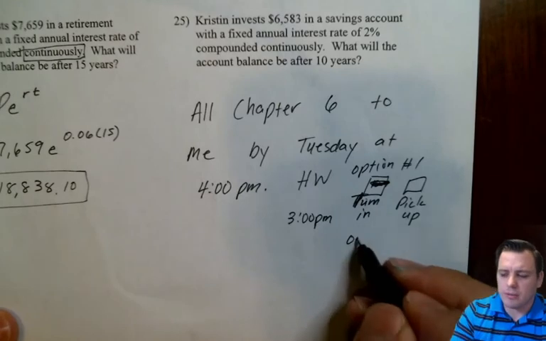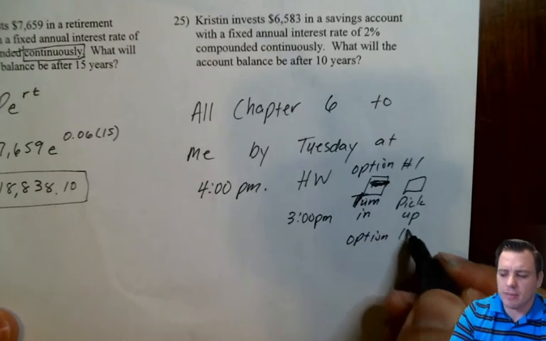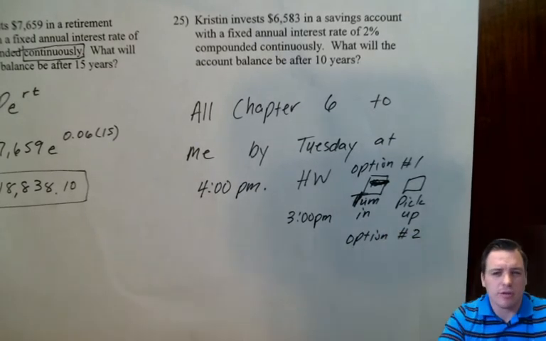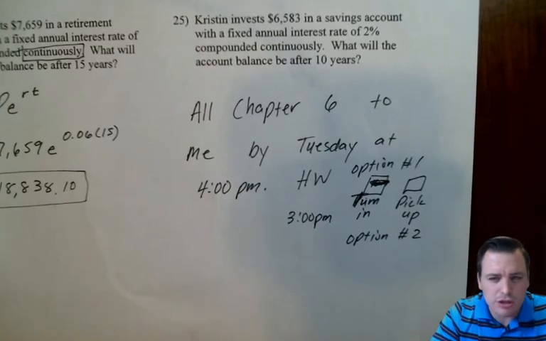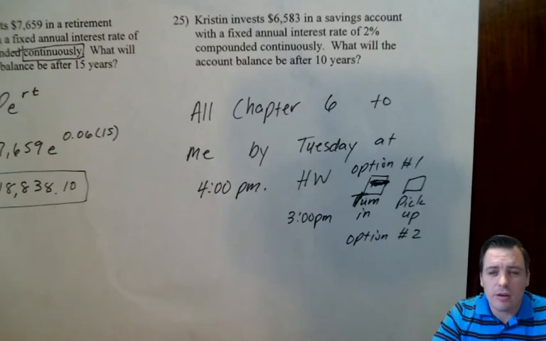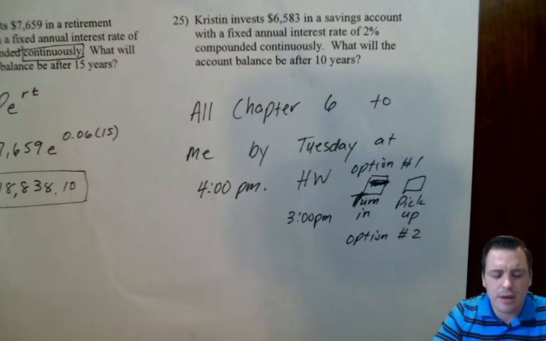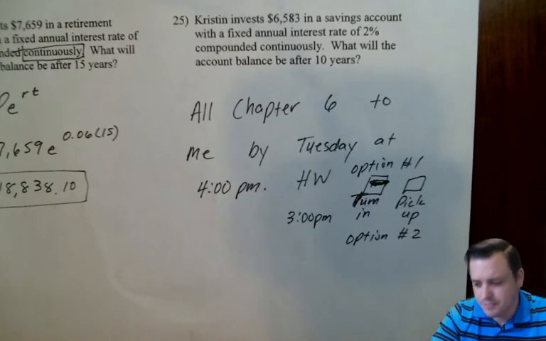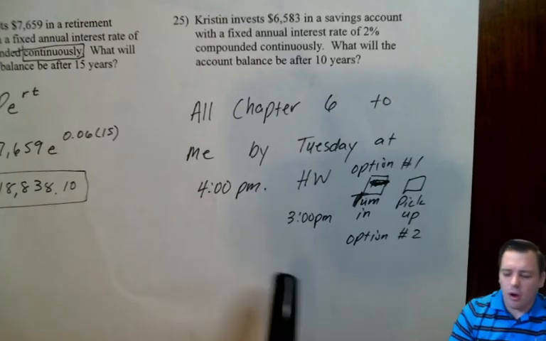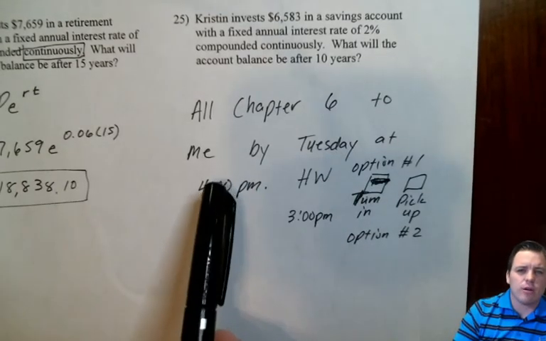Or option number 2 is that you can just shoot me a PDF directly to my email. Don't send me anything in Canvas. Just shoot me a PDF. And I've sent out links to how you can do it. You actually don't even have to have an app. You can just send it directly on your iPhone. Okay? So you don't even need an app. You can just do it directly from Notes. Okay? So all that is due to me Tuesday at 4 o'clock p.m.